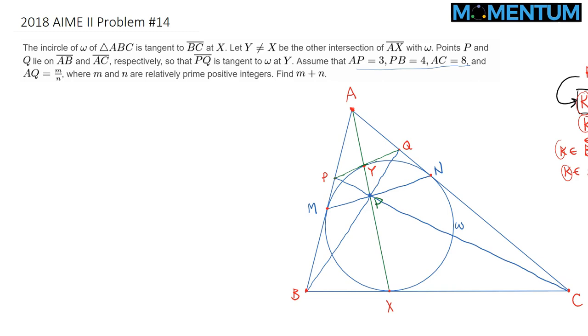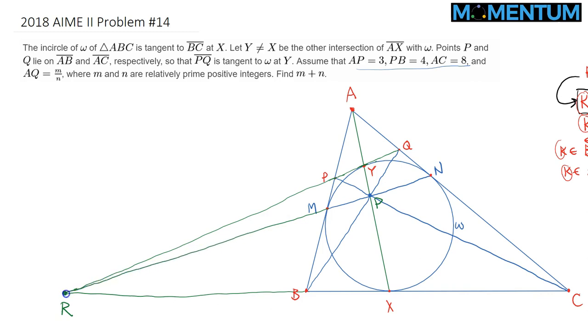One of the standard configurations is that you can extend PQ and let it meet BC like that. Say it meets at the point R. It turns out that I claim MN will also go through that point R. Do you see why? You can clearly observe it from the following reasoning. Look at the point R.